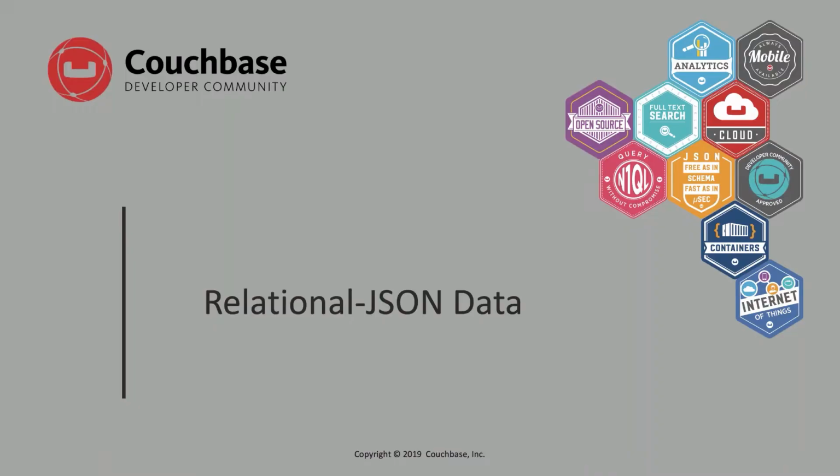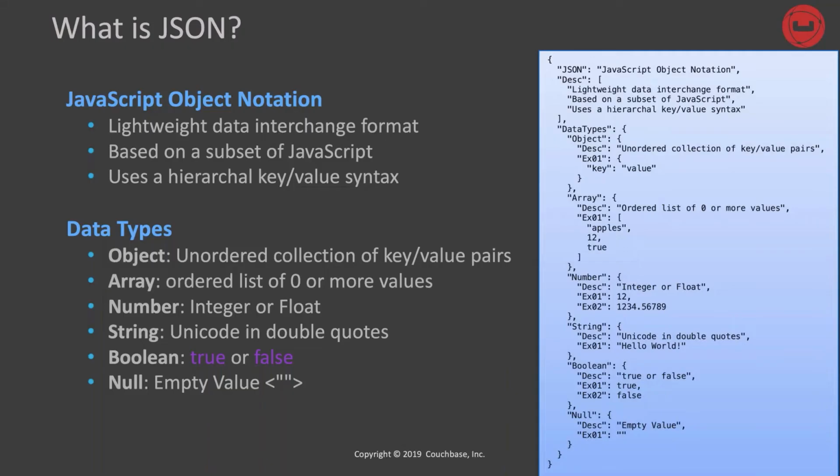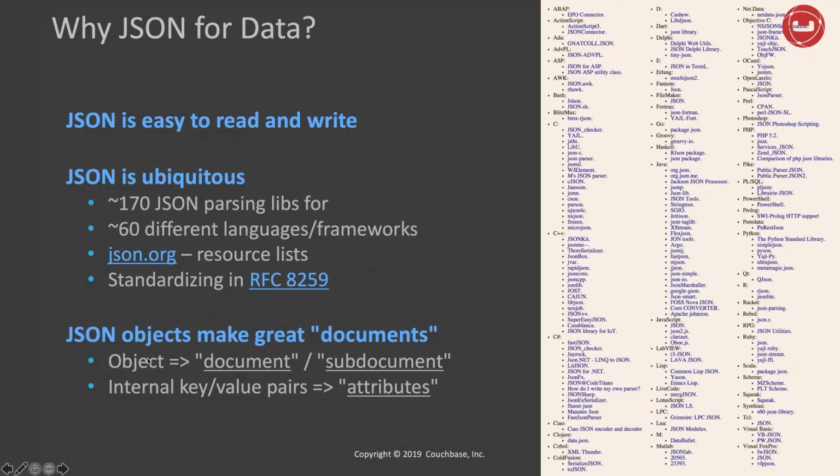Okay, the next section, relational JSON data, getting this into Couchbase in JSON. So for those of us who have not heard of JSON, which are probably pretty few, I'm going to blast through this really quick. JavaScript Object Notation. It's a subset of JavaScript, hierarchical. It's the most common data interchange format today. The data types it supports are objects, arrays, numbers, strings, booleans, and nulls.